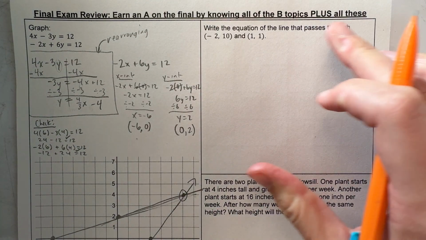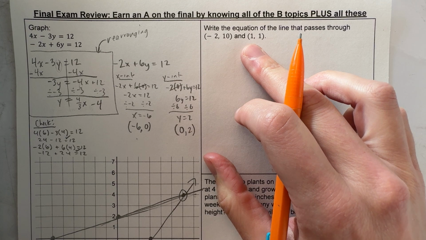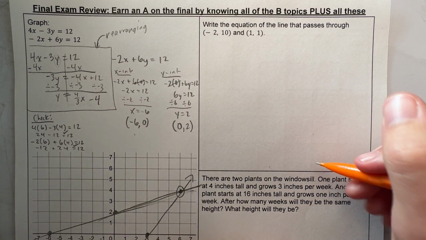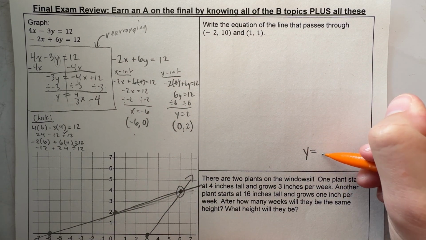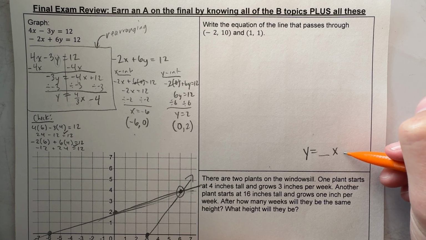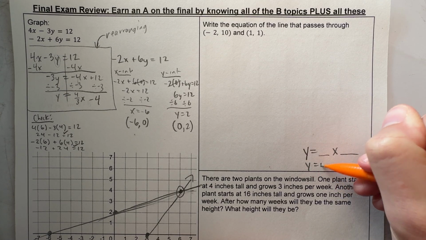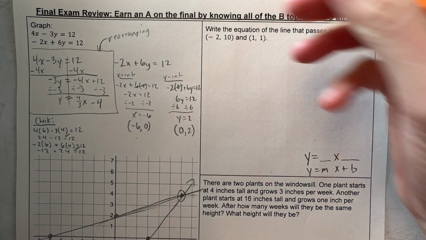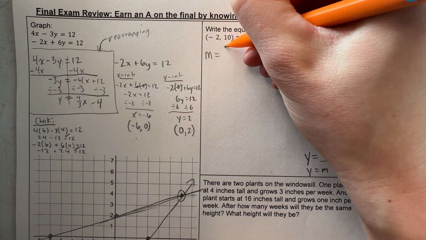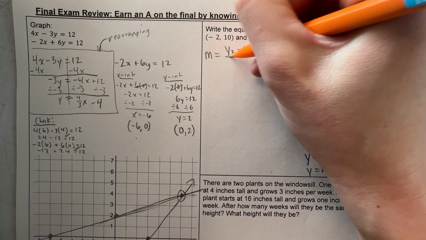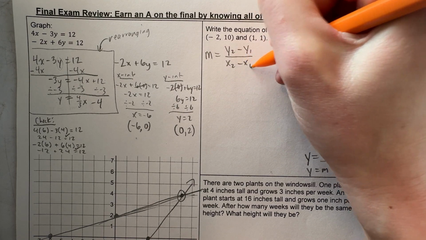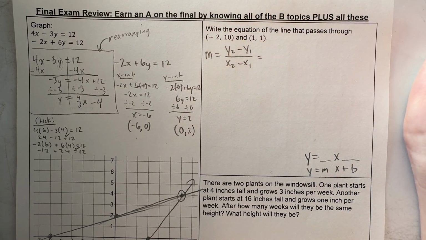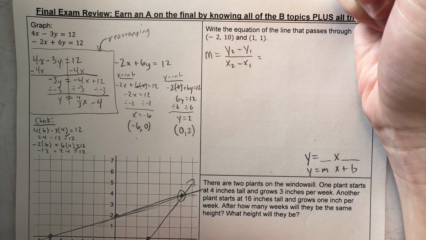Write the equation of the line that passes through negative 2, 10, and 1, 1. Okay, remember, if I want an equation, what I need is just two things. I need my m and my b. That's it. Okay, so let's start with the m. The m, I use the slope formula. Okay, this is going to be provided for you on the final exam. It's up on the reference sheet.